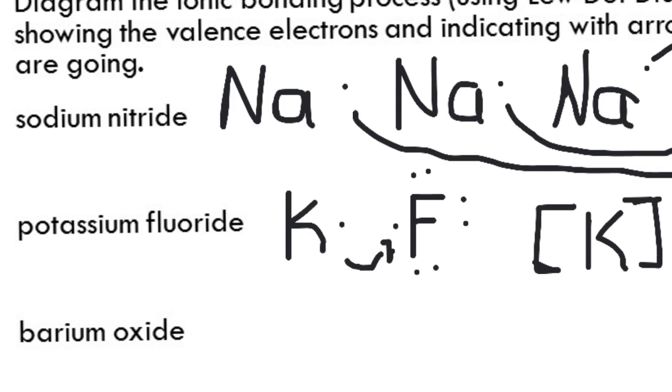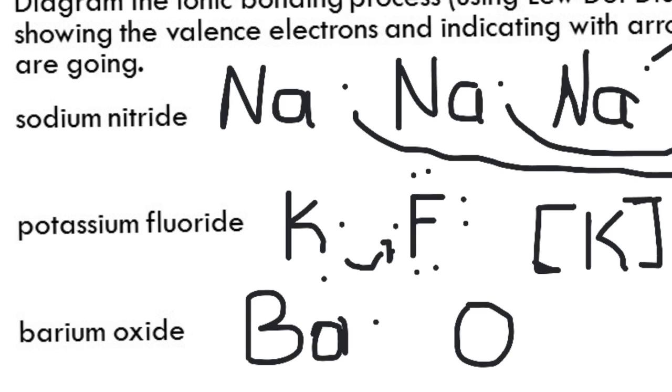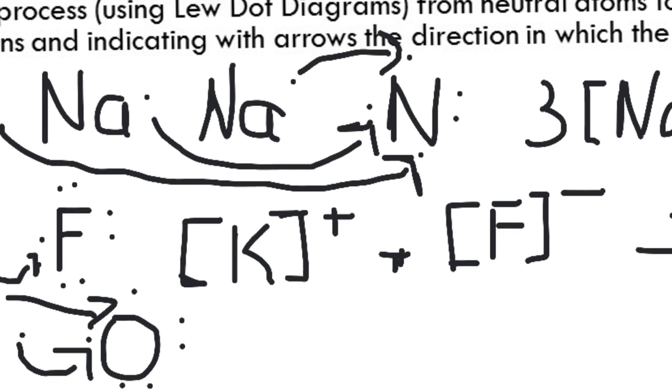Okay. Barium oxide. Barium has 2 valence electrons. Oxide has 6. So barium's going to give up 2 electrons to fill up the oxide. I forgot to fill in all the electrons on this fluoride over here. So 8 electrons in total around the fluorine.